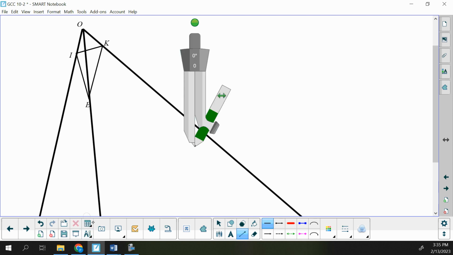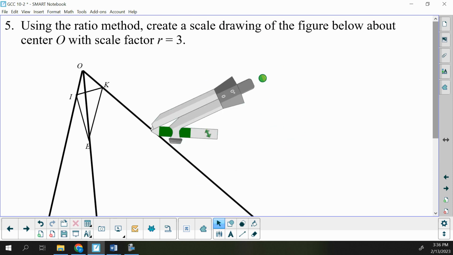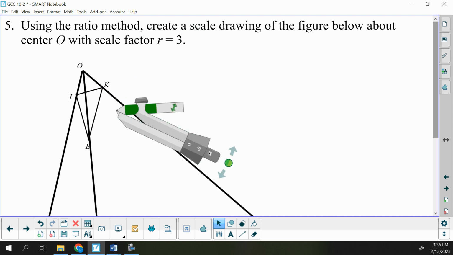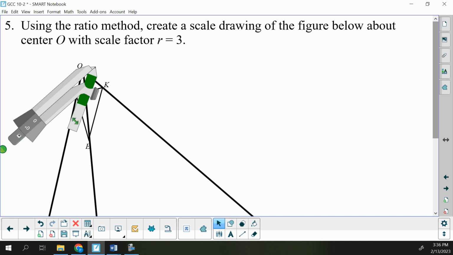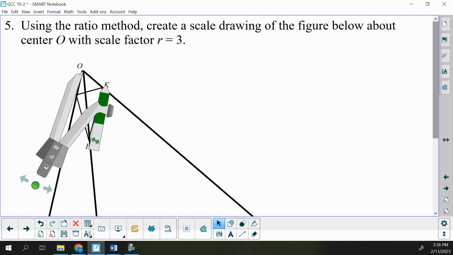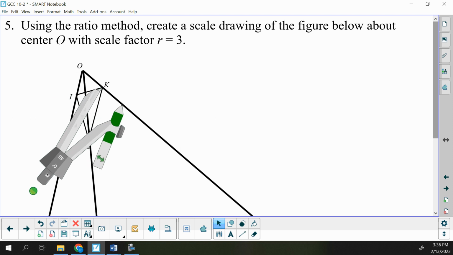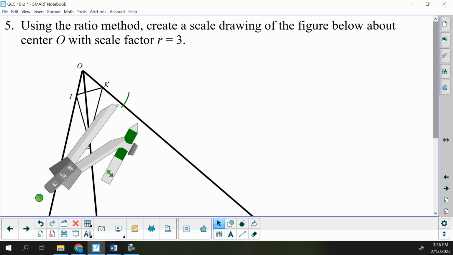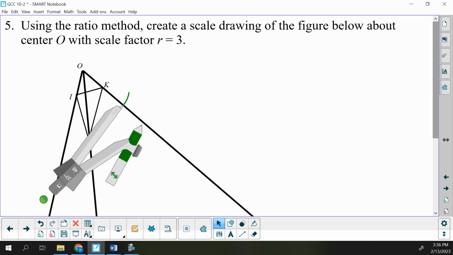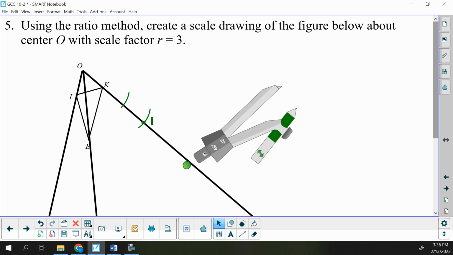So with our compass, we will measure the distance from O to K. Now, the key thing is that counts as the first one. There's going to be 3 total. That's the first. Now put your point on K, make a mark. That's the second. Put your point on a mark, make another mark. That's the third. So scale factor of 3 just means there's 3 total parts. So this would be K prime.